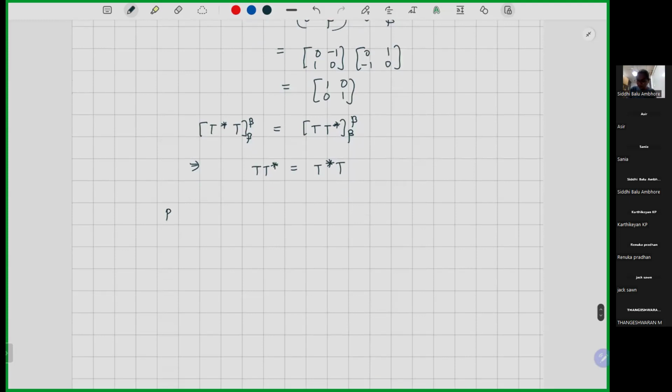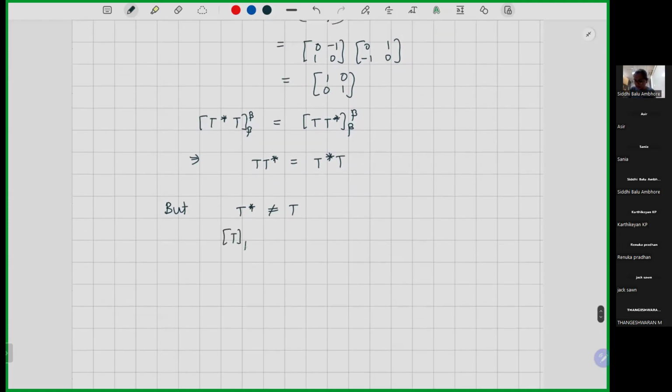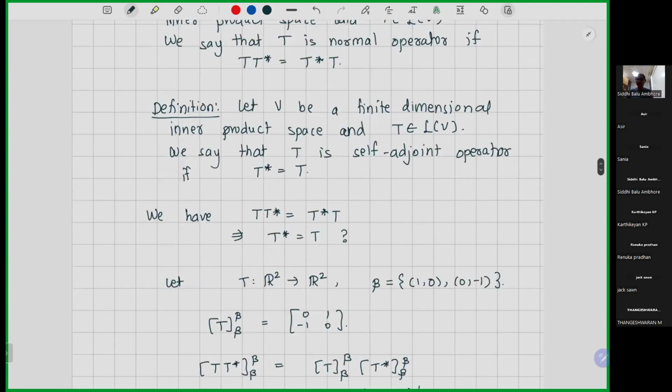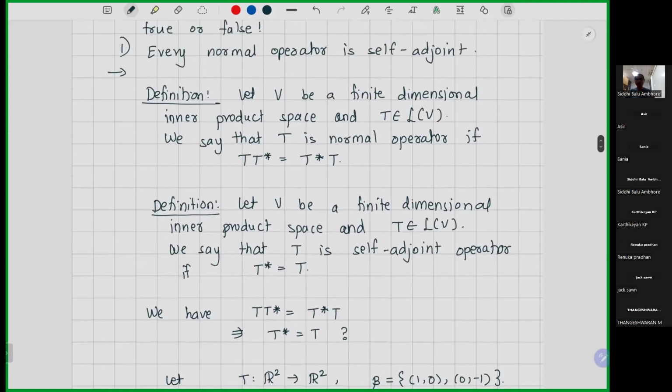But T star is not equal to T, right? Because what is T beta beta? It is 0 minus 1, 1 0. And what is T star beta to beta? It is the conjugate transpose of this matrix, which is 0 1, minus 1 0. So it is not true that a normal operator implies self-adjoint.